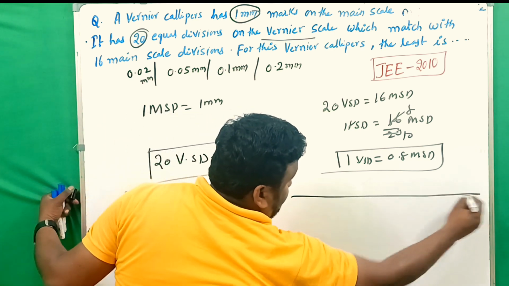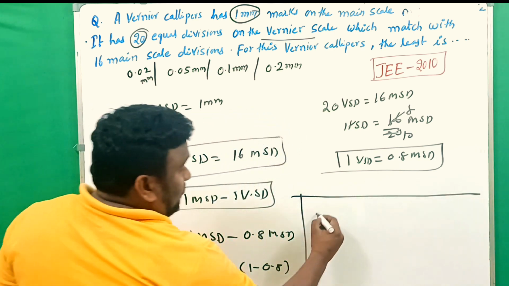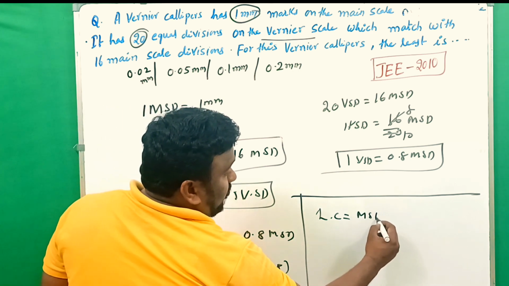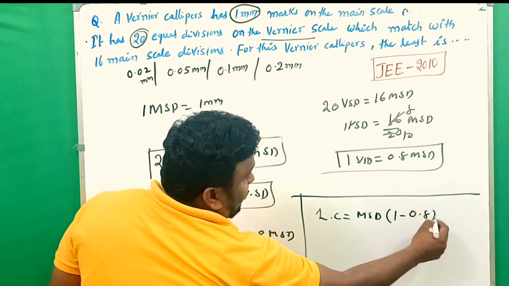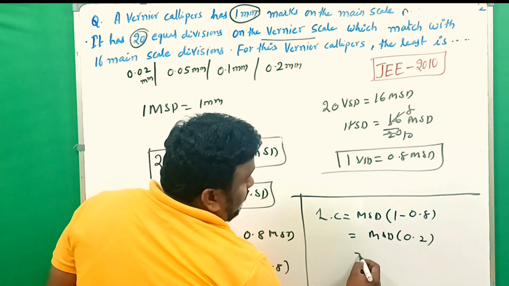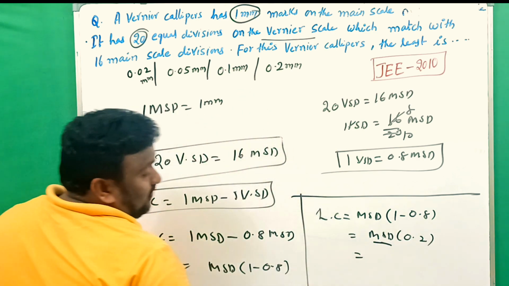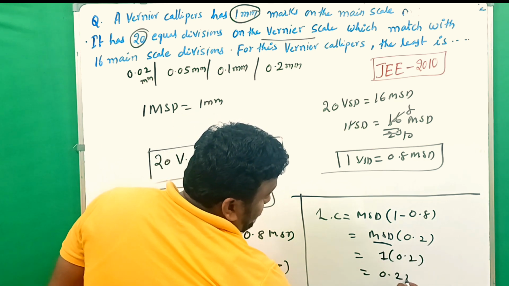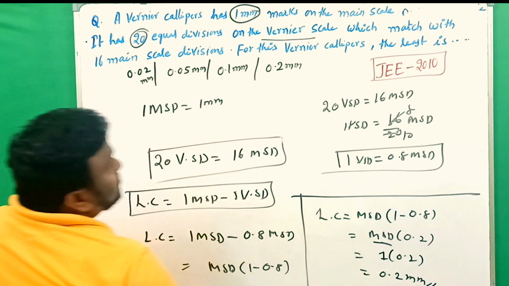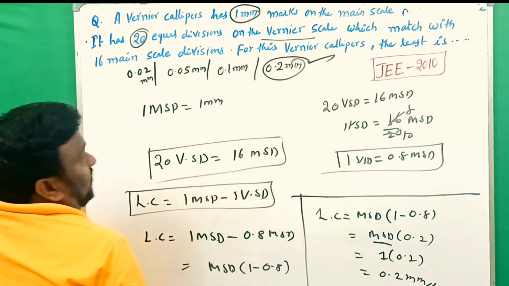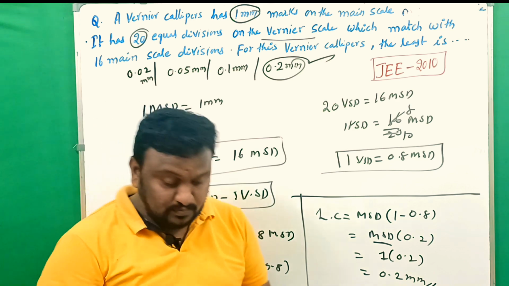So therefore LC is equal to MSD of 1 minus 0.8, that is equal to MSD into 0.2. Already 1 MSD was given as 1 millimeter. That's why here 1 into 0.2, that is 0.2 millimeters. So among the four options, the fourth option is the right one. D option is the correct one.